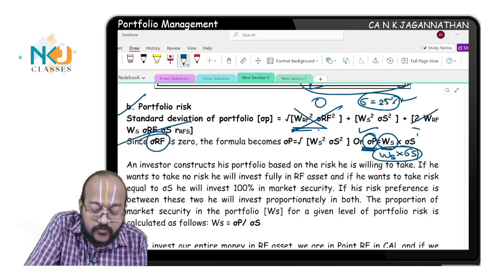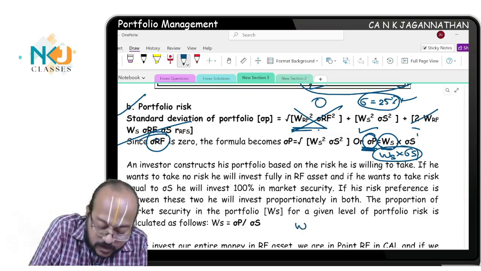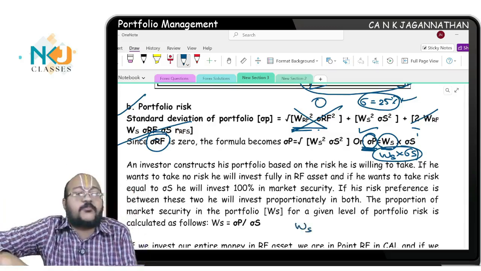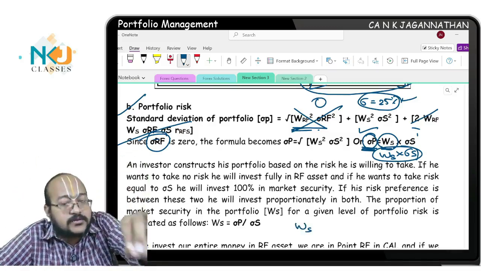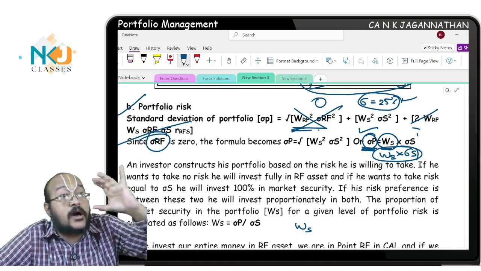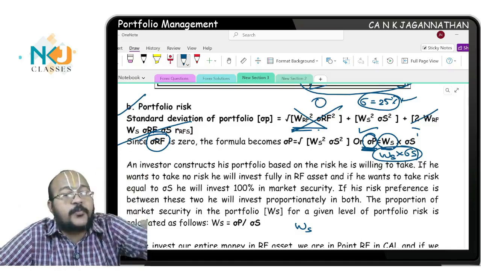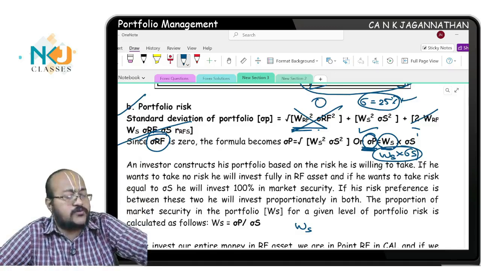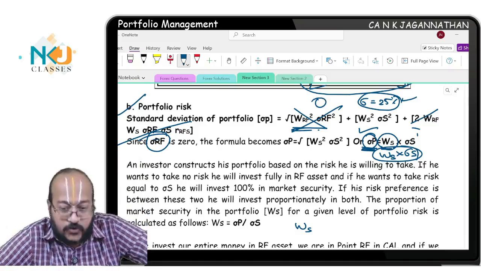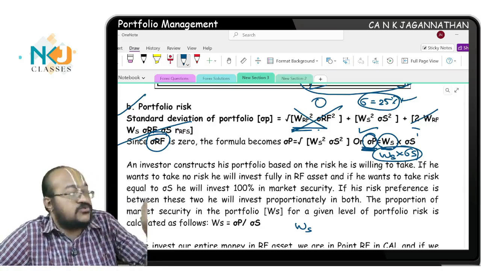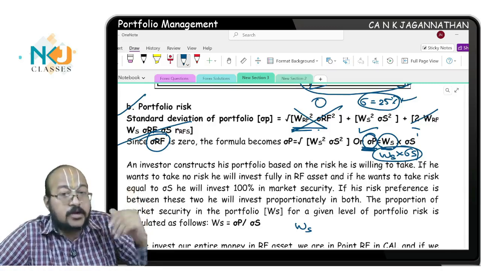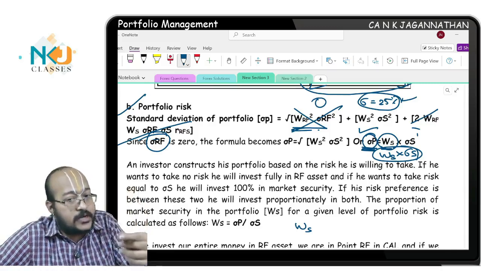But conversely, if the question asks you to compute the weight of the risky securities to be included in the portfolio, whereas the portfolio risk is given, which means the question is asking you to find the target risk of the portfolio. You see how much of the risky asset you should include so that my portfolio risk becomes 25%. If the question mentions this, are you all understanding? Now what you should find is the weight of the risky security.